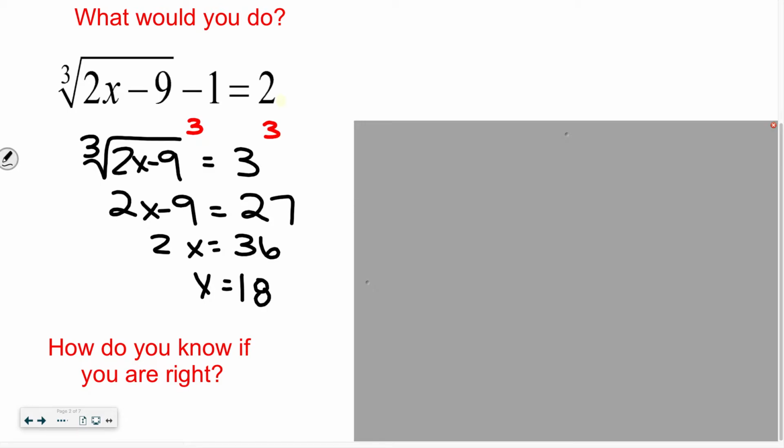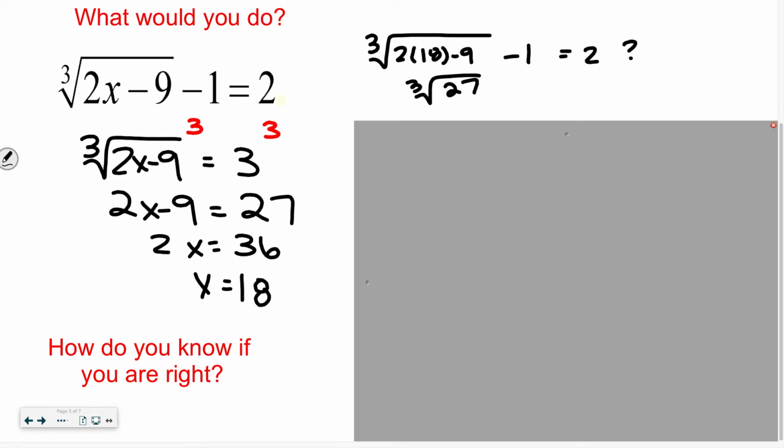Okay, so is the cube root of 2 times 18 minus 9 and then minus 1 really equal to 2? Ask that question. Well, you'd work it out with order of operations. So you got to do parentheses first. Anything that's under a radical is kind of like a set of parentheses. So I would do 2 times 18, which is 36, minus 9, which will get me 27. So the stuff underneath the radicand is 27. And then minus 1 equals 2. And sure enough, the cube root of 27 is 3. 3 minus 1 equals 2. Yeah, it checks out. Right?